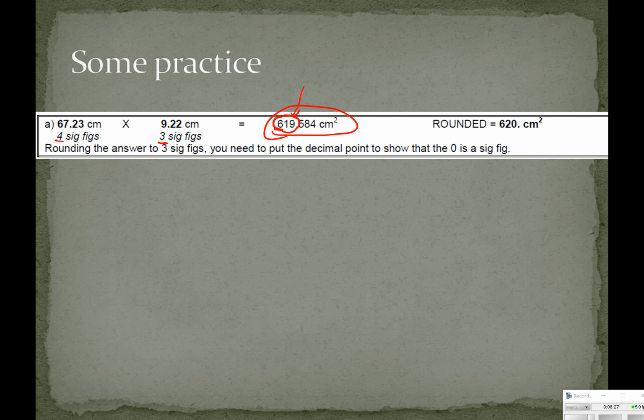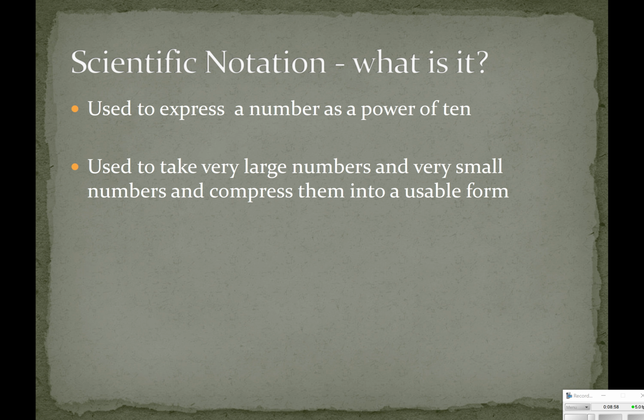So 619, we look at the 5 to the left there, that tells us to raise it up, and it becomes 620. But make note, there's a decimal here, because that decimal makes the 0 at the end significant and gives us 3 significant figures. Otherwise, we're showing 2. Suppose you could also write this as 620 with the line over the 0. We could also write it using scientific notation, which we're going to use now.